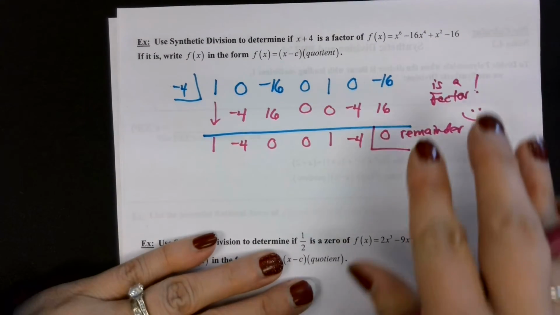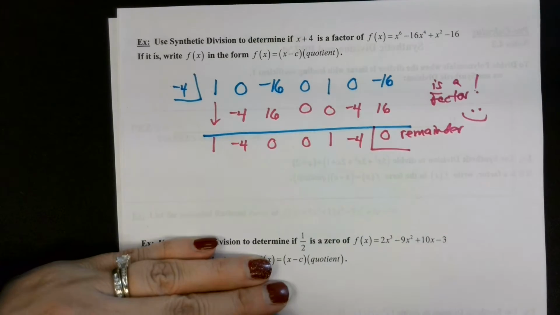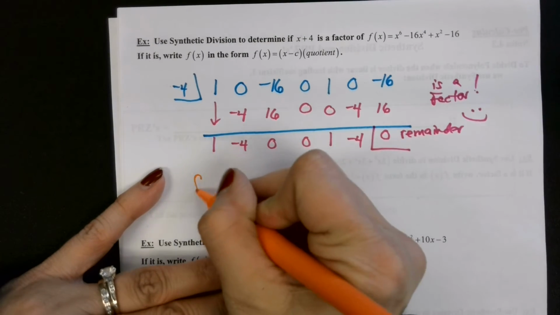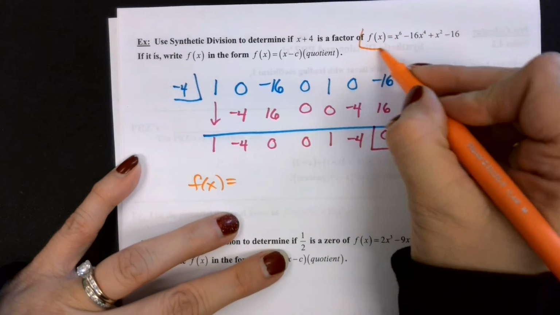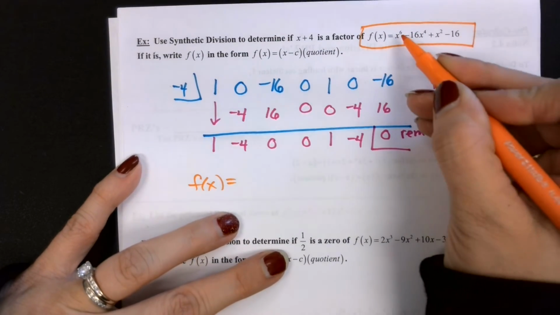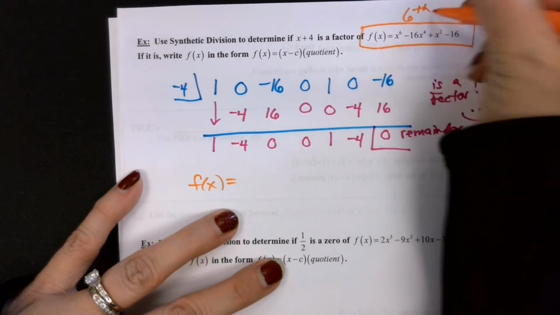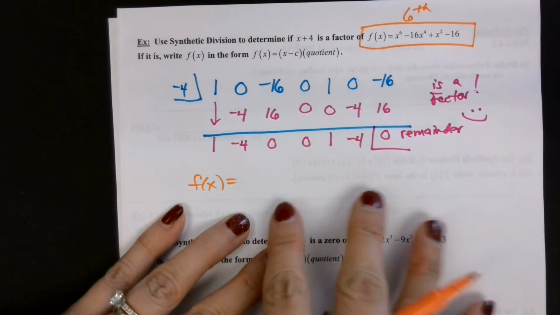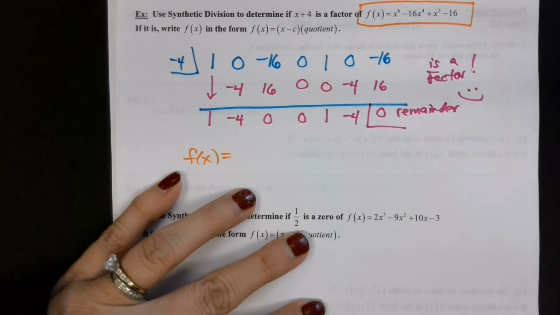Okay, yay. As soon as you find something that is a factor, you go ahead and you write f of x in factored form. All right, so I want you to notice here what's happening. F of x used to be a 6th degree polynomial. He's got x to the 6th. He's still going to be x to the 6th down here. He's just going to be in factored form.